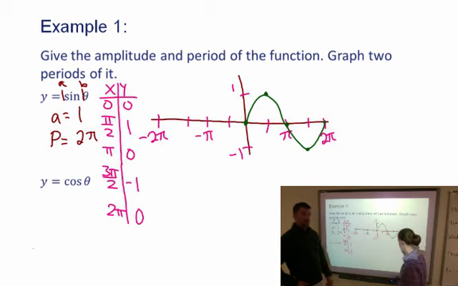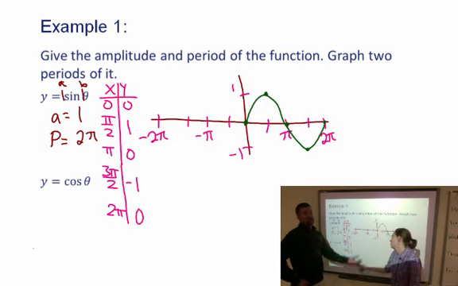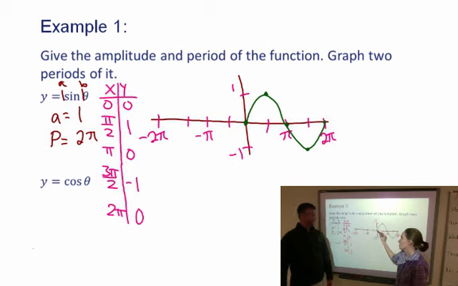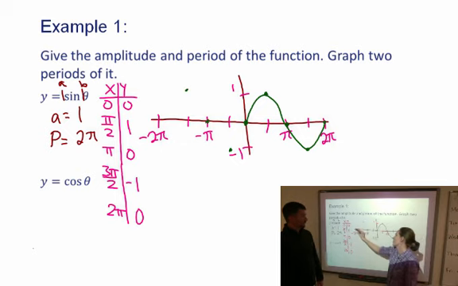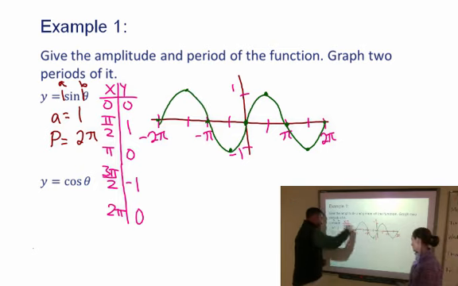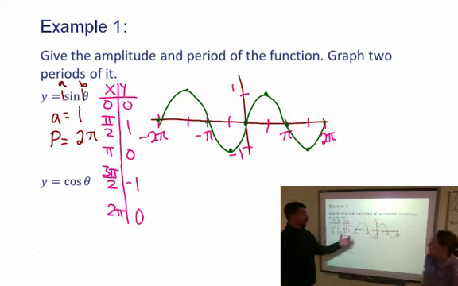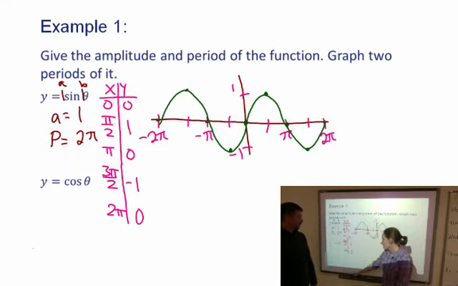So negative pi over 2, negative pi, negative 3 pi over 2, negative 2 pi. We're going to get the exact same graph going the other way. So if I start here at 0, I have to go down first. Got to completely do it. Middle, top, middle. Bam! That's 2 sine curves right there. There you go, 2 periods. That's a great looking sine curve. Well, thank you. You're welcome.